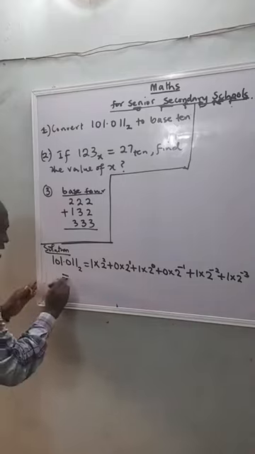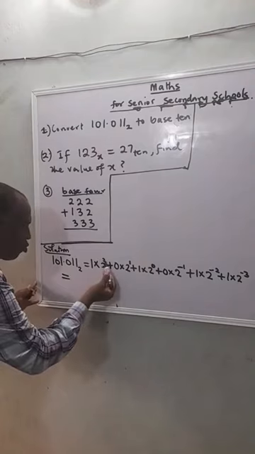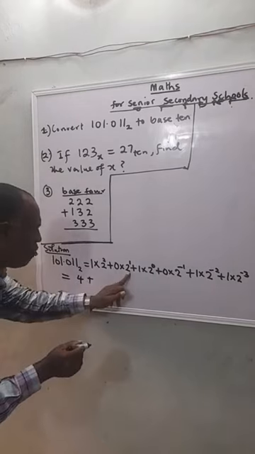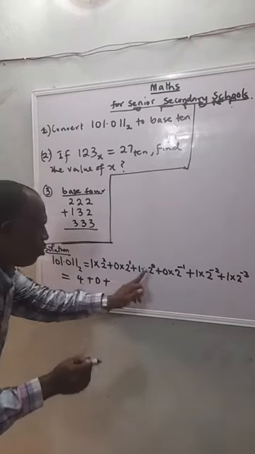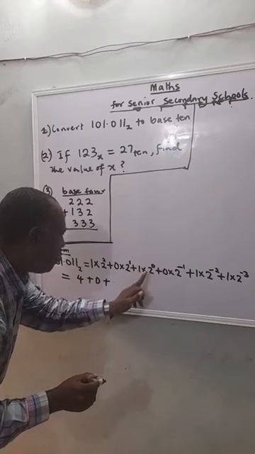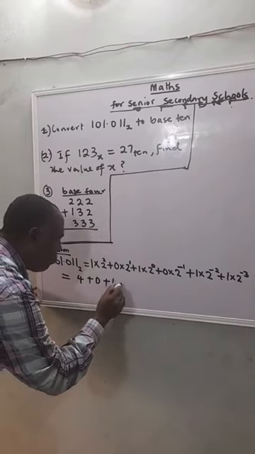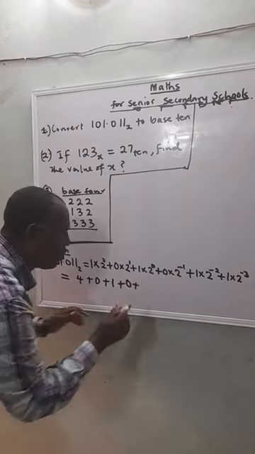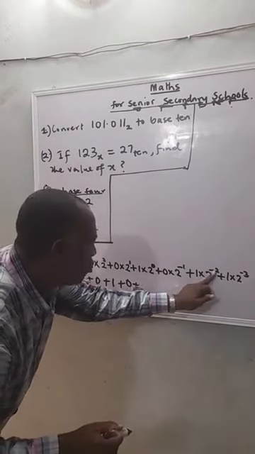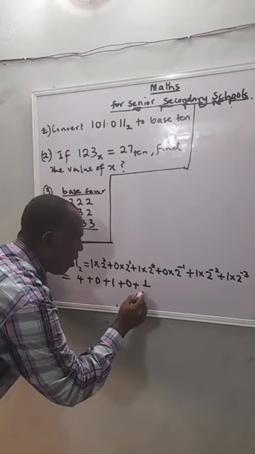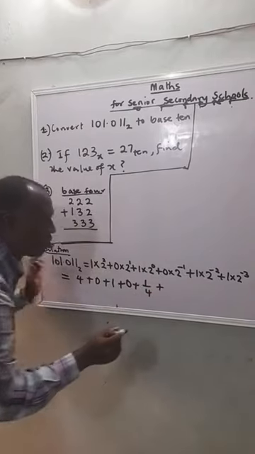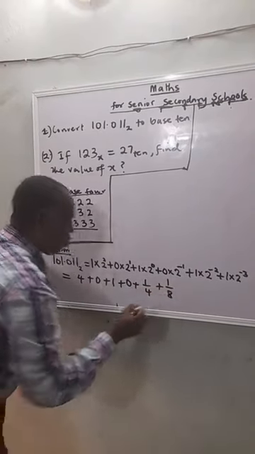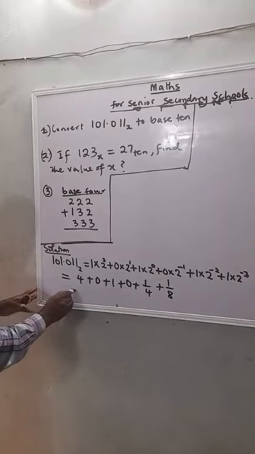Without wasting much of our time, we have 2 raised to power 2 is 4. 4 times 1 is 4. Plus 0 times any number is 0. Plus 2 raised to power 0 is 1. 1 times 1 is 1. Plus 0 times anything here is 0. Plus 2 raised to power minus 2. Law of indices will make it 1 over 4. Plus 2 raised to power minus 3. Law of indices: 1 over 2 raised to power 3, which is 8.